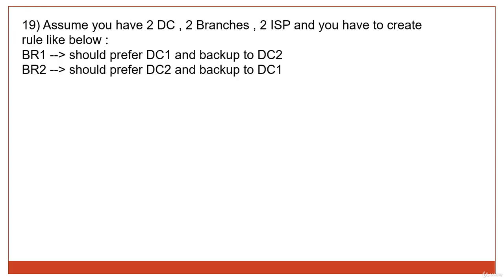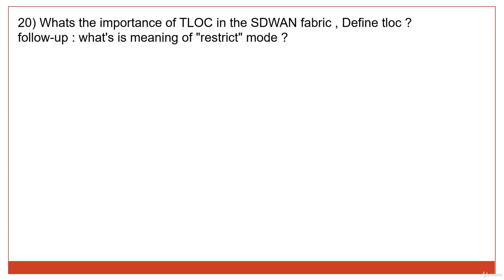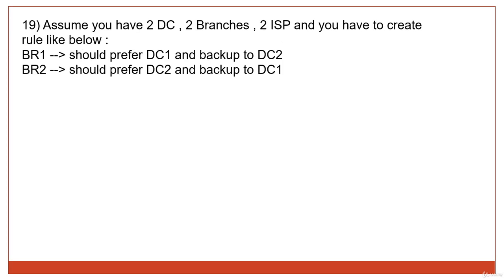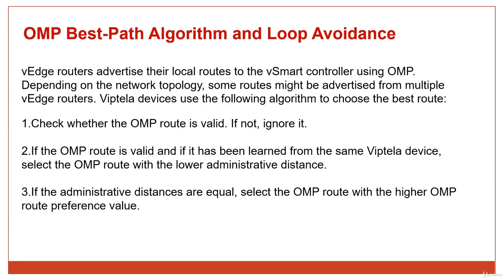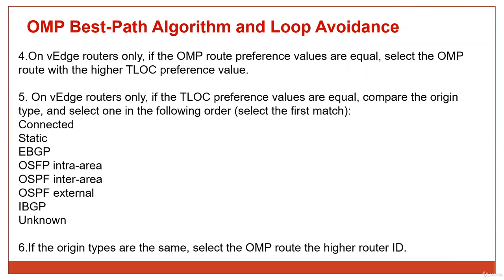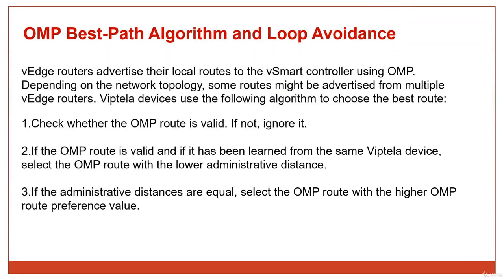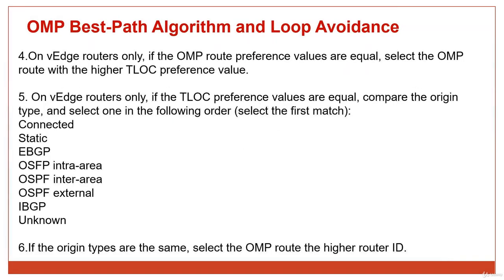We have discussed this type of route preference in local, and let me show you the question number. We discussed this in question number 19 as well, where if you give the route preference for branch 1 to DC1 higher, then it will prefer DC1 and then fall back to DC2. So the first, second and third points are very much Cisco type. Even point number 4: first it will check the OMP route preference. If the OMP route preference for certain routes is the same, then it will check TLOC preference. If the TLOC preference is also default, you haven't set it, then it will check the fifth criterion, the origin of the route.